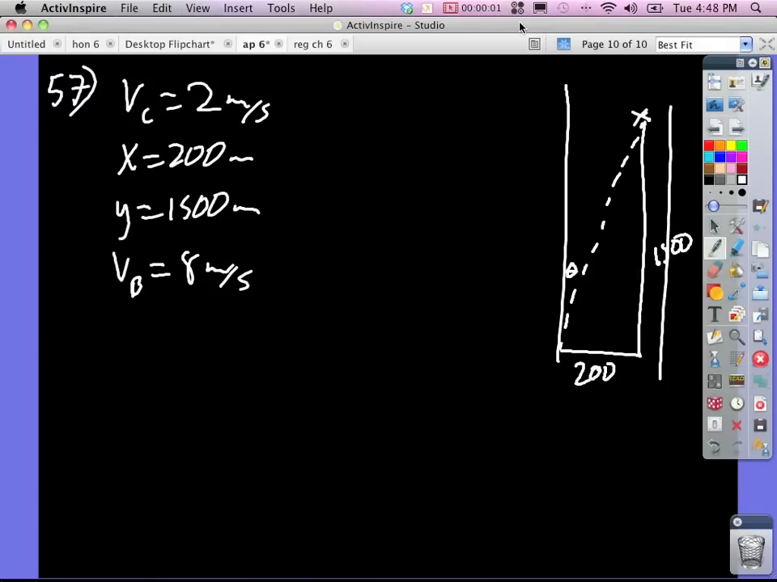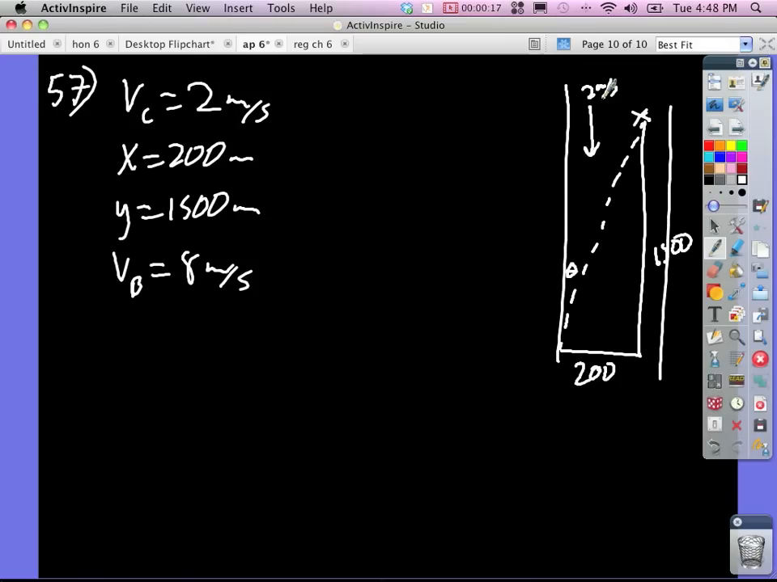All right, so we know that the river is 2 meters per second like this. The boat has a maximum speed of 8 meters per second. And then the kid is 200 meters out, 1,500 meters upriver.